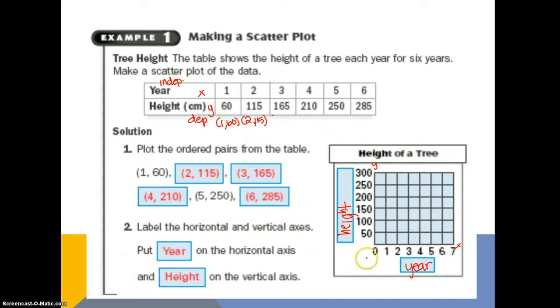Now we graph the ordered pairs. Remember, you always go left to right first. So we go 1 and then up 60. And I know there's not 60 here, but just go as close as you can. 2, 115. 3, 165. Now this is a scatter plot, so you're not connecting the dots. Do not connect the dots. 5, 250. 6, 285. Again, do not connect the dots.